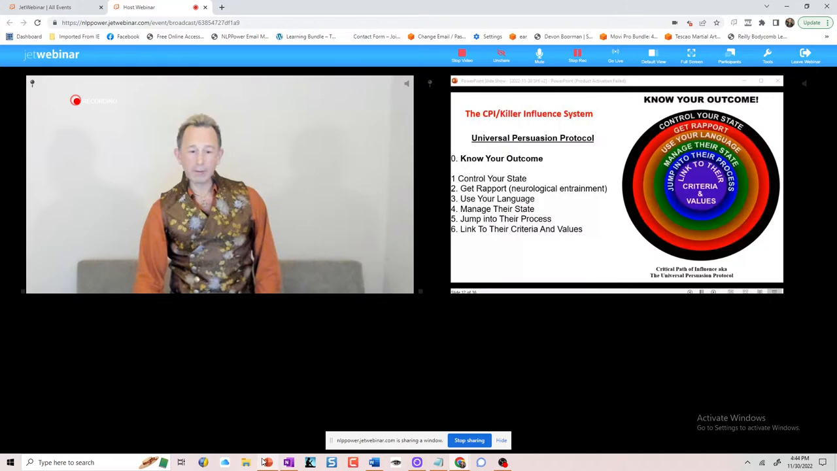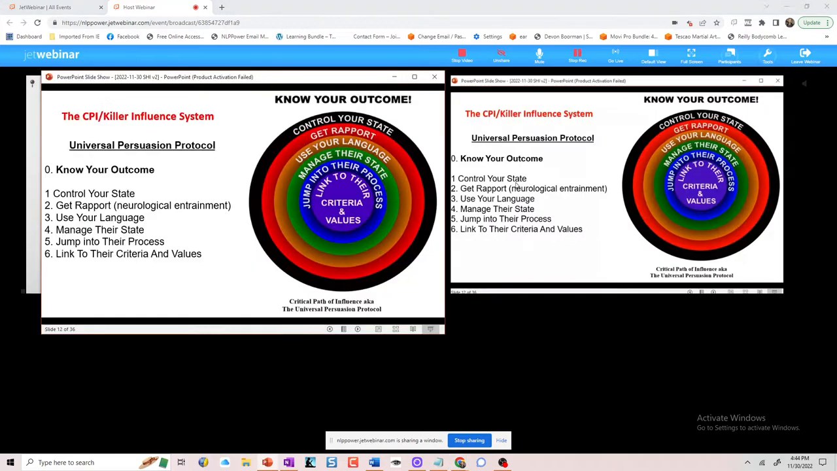Okay, so. If you write this down, if you have a notebook paper, this would be the exact protocol you want to use whenever you want to influence a human being in any situation or circumstance. The Universal Persuasion Protocol is designed to give you a roadmap to follow, whether you're in the classroom, the seminar room, the treatment room, the boardroom, the bedroom, does not matter. If human neurology and human communication and language is involved, this is the process you follow.